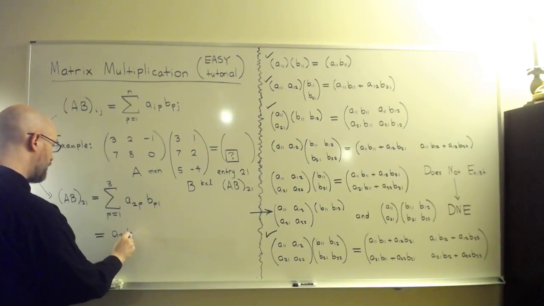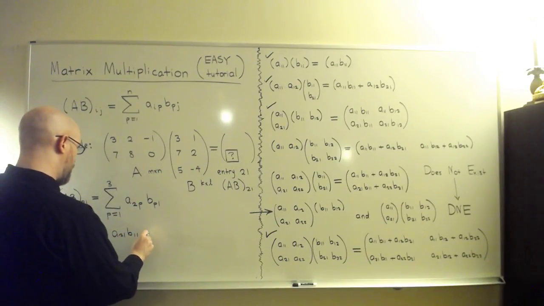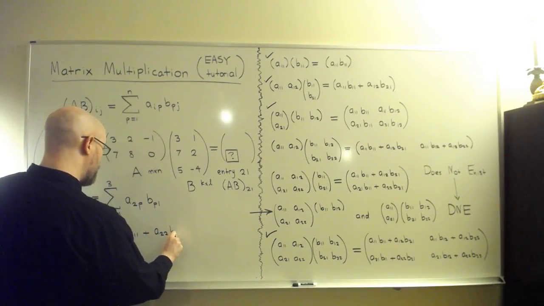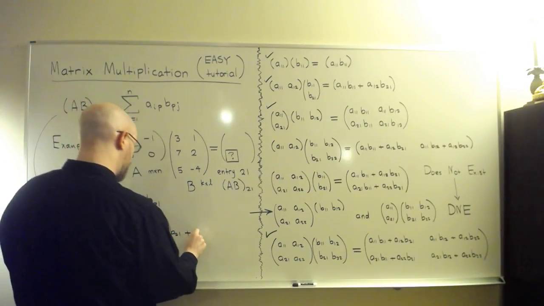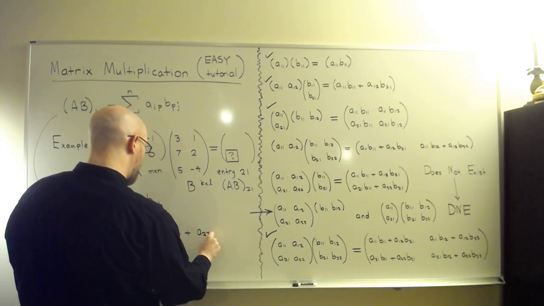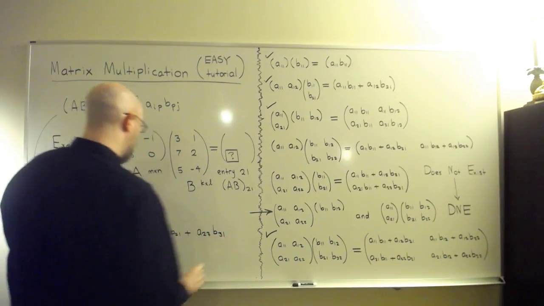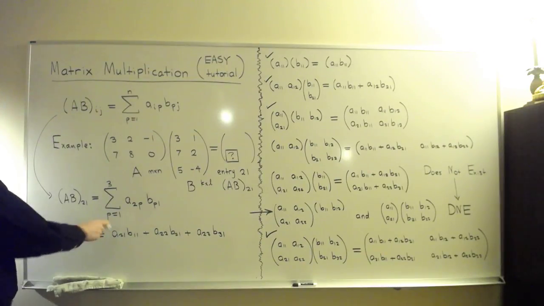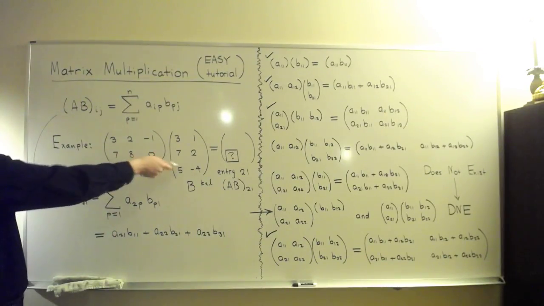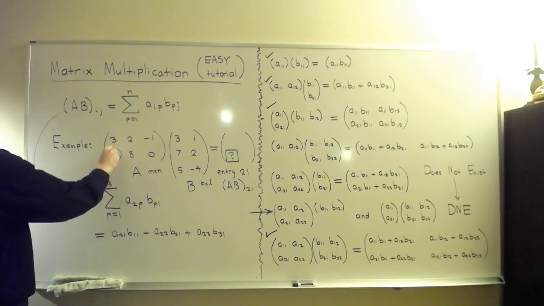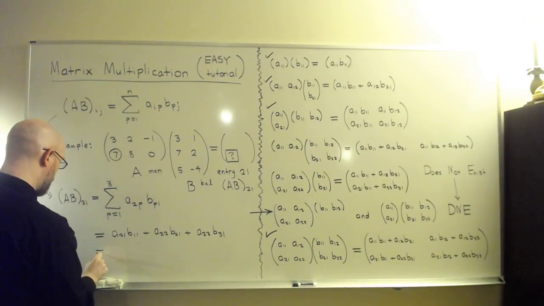A2,1, B1,1, plus A2, now the P counts up to 2, A2,2, B2,1, plus A2, and now the P counts up to 3, B3,1, and that's all. It's these terms. Now, what terms are those, if we go back to the matrices here? Well, the A21, what does 2,1 say? It says second row, first column. So that's this entry here. So that equals 7.